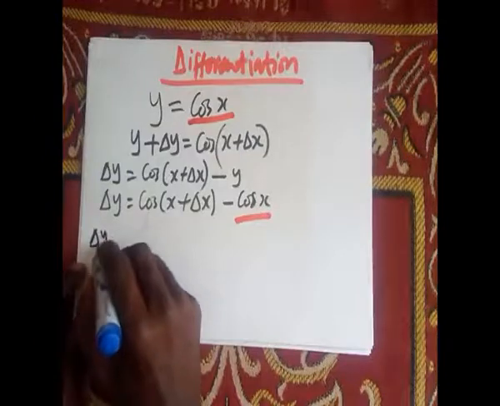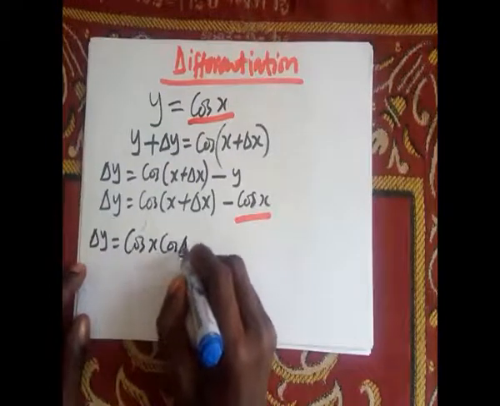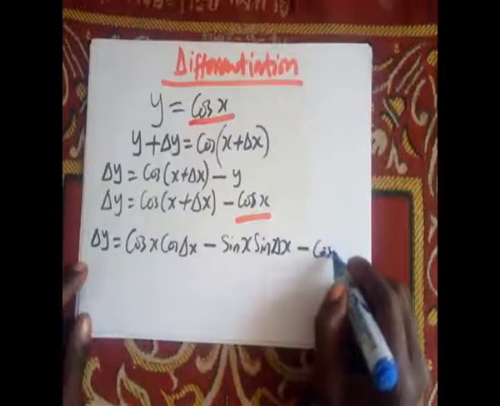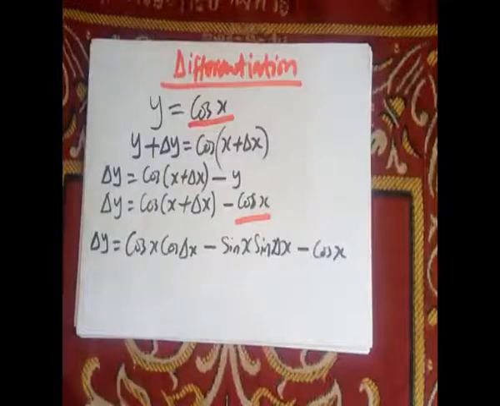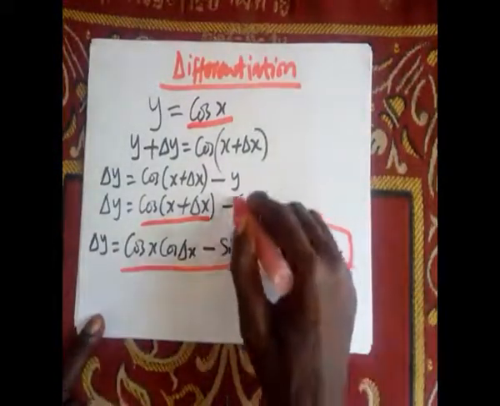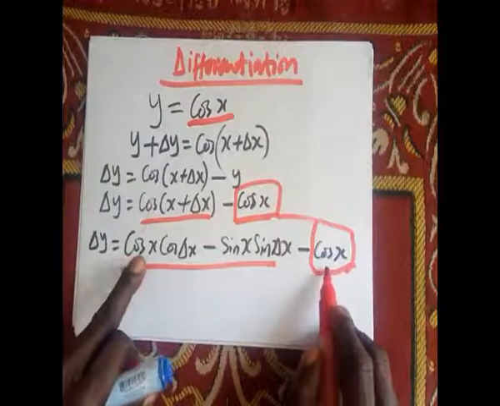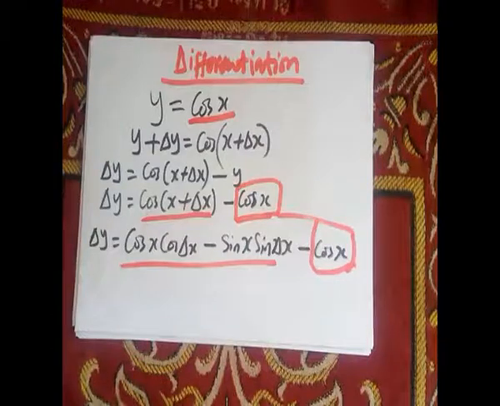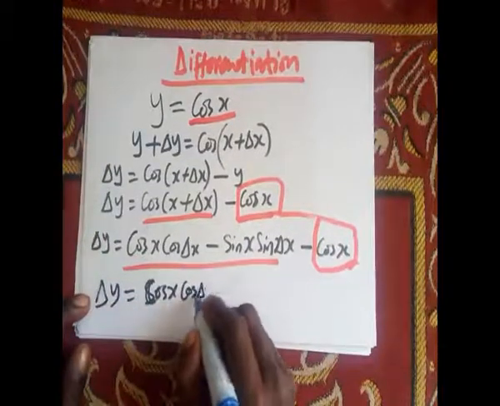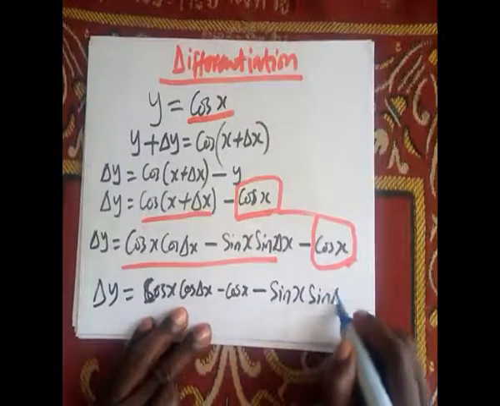So we have delta y equals, when you expand this, cos x cos delta x minus sin x sin delta x minus cos x. So the expansion of this is this. Here when you look at it, this term has cos x and this term has cos x. We can match them together so that we have delta y equals cos x cos delta x minus cos x minus sin x sin delta x.